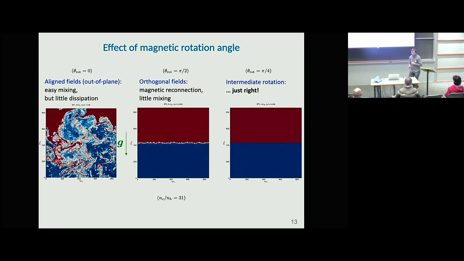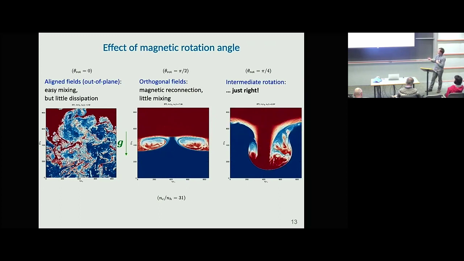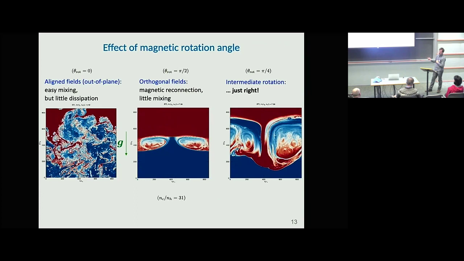In this case, you actually get reconnection at the interface, and this inhibits the mixing between the two domains, and so the mixing stalls, and it ends up just staying in a state which doesn't mix very much, and there's not much interesting dissipation going on either. In this last case, we have a 45-degree rotation, and here both reconnection and the Rayleigh-Taylor are able to grow, and so we get this apocalyptic plume which forms, and then it reconnects, and then you get a lot of turbulence in between the plumes. So that's just right if you want to get something interesting to happen.